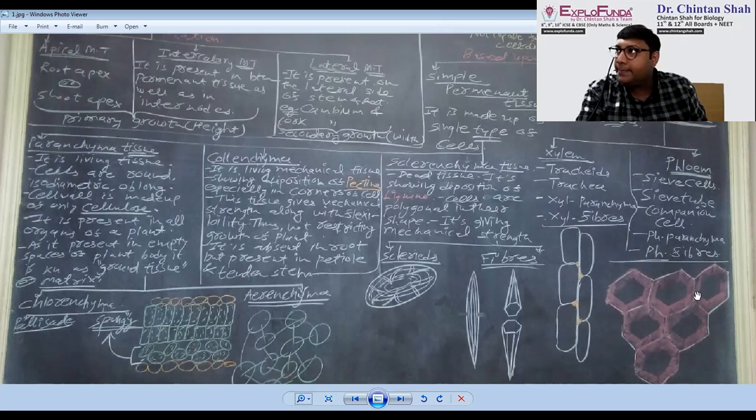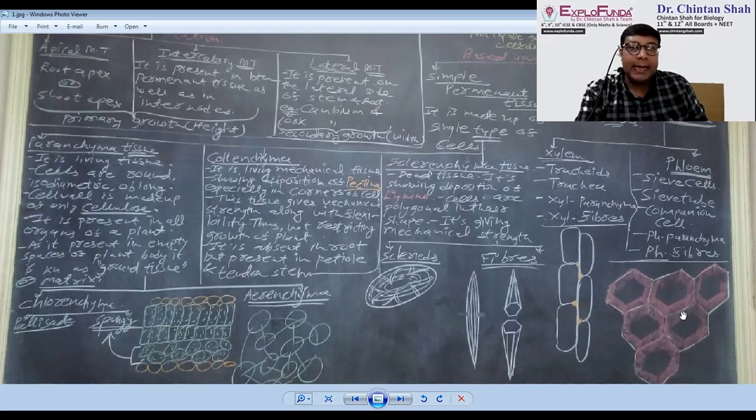Okay, and this is the collenchyma, and in the corners you can find the pectin present, this orange colored material, pectin. That's why I just use the same color, orange, for pectin. Okay, and pink for lignin.